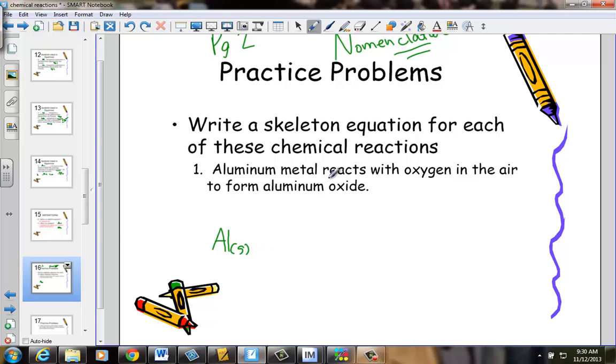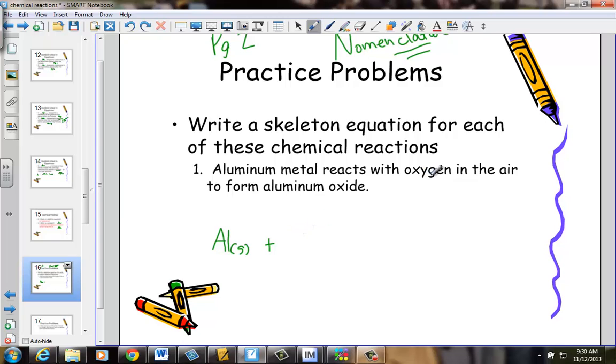What's next? Reacts with. Reacts with is separating our two reactants. The reacts with is the plus sign in our skeleton equation. Reacts with separates the two reactants as a plus sign.